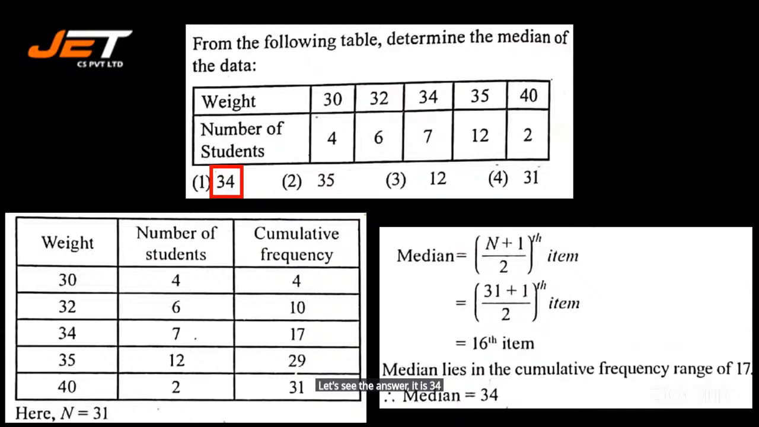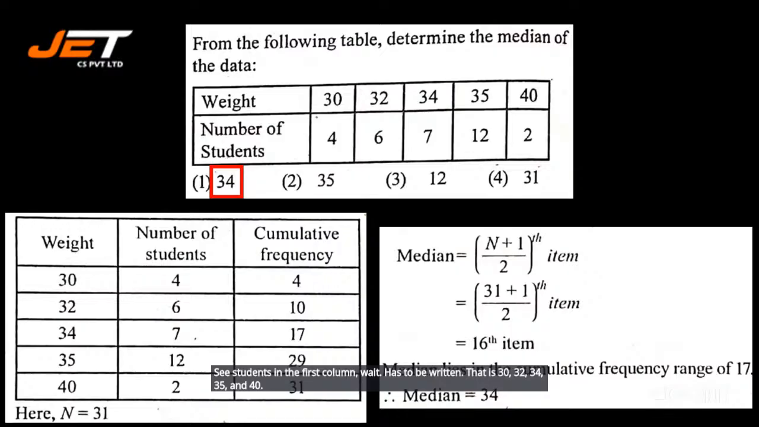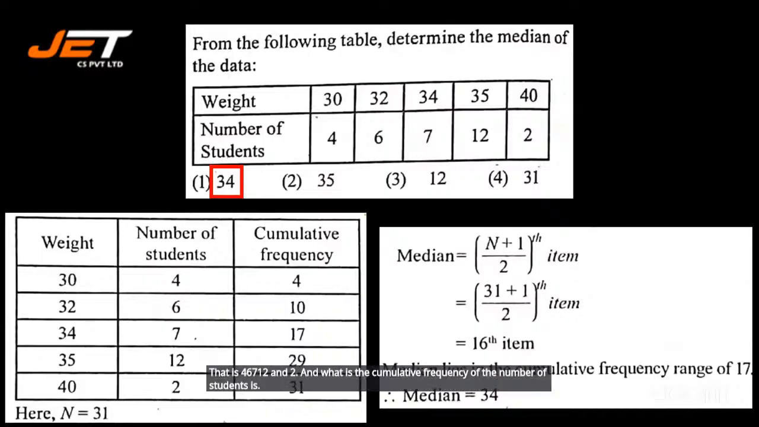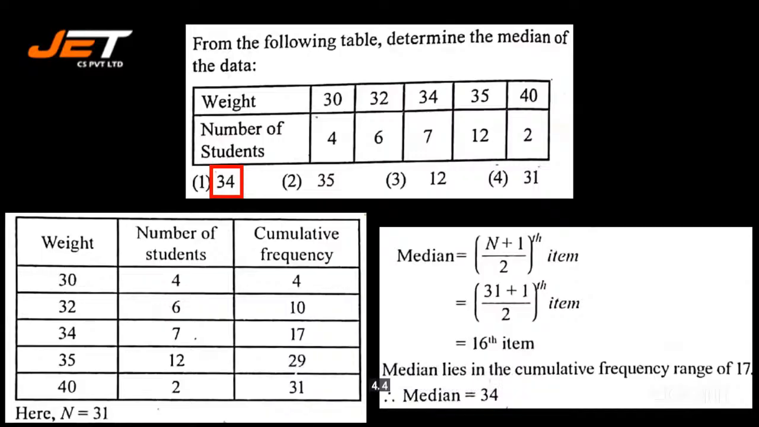Yes, you can see now. See, students, in the first column, weight has to be written. That is 30, 32, 34, 35, and 40. And number of students has to be written in the second column. That is 4, 6, 7, 12, and 2. And the cumulative frequency of the number of students is 4. 4 plus 6 is 10. 10 plus 7 is 17. 17 plus 12 is 29. 29 plus 2 is 31.